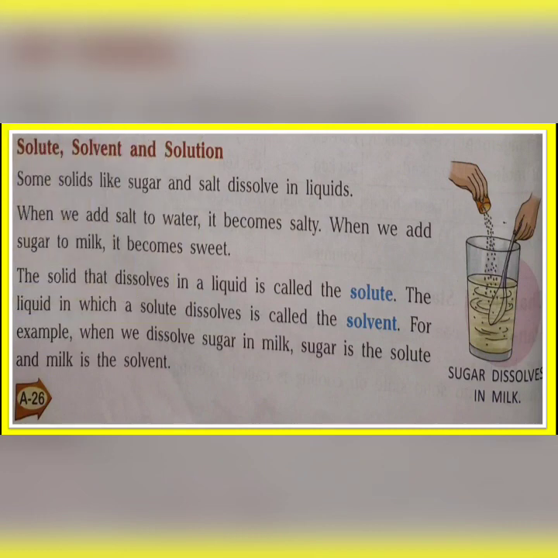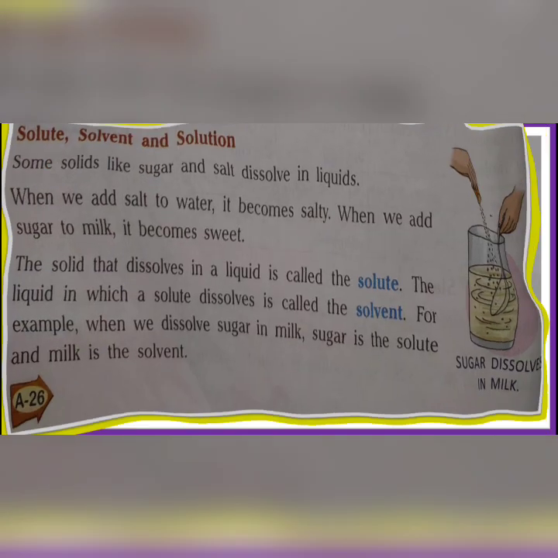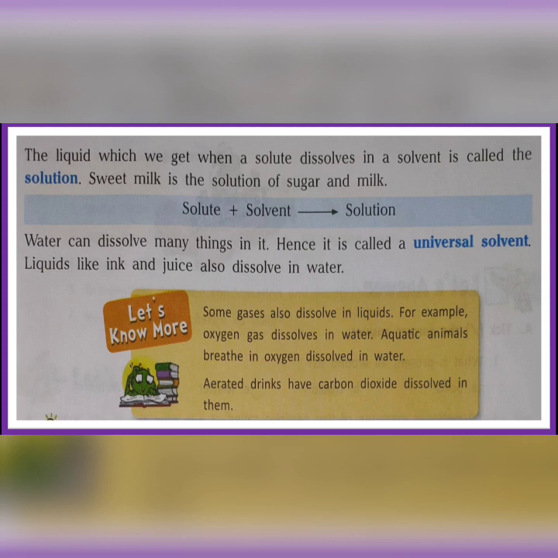Now the next topic is about solute, solvent and solution. What are they? The solid that dissolves in a liquid is called solute. The liquid in which a solute dissolves is called solvent. For example, if we dissolve sugar in milk, sugar is the solute and milk is the solvent. Similarly, salty water is a solution of salt and water.